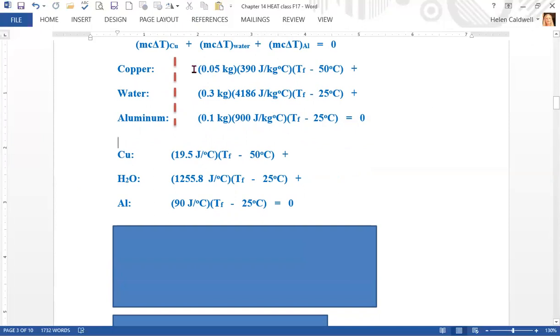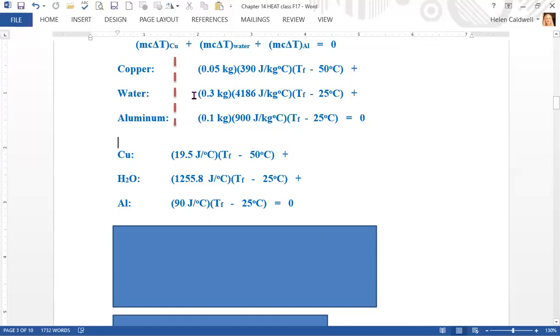So 0.05 times 390 is 19.5. The kilograms will cancel and we'll be left with joules per degree Celsius. And then you notice we haven't done anything with the values in parentheses. So they get written down just like they are. It will be 19.5 joules per degree Celsius multiplied by T final minus 50 degrees Celsius. And then plus, don't forget the plus signs.